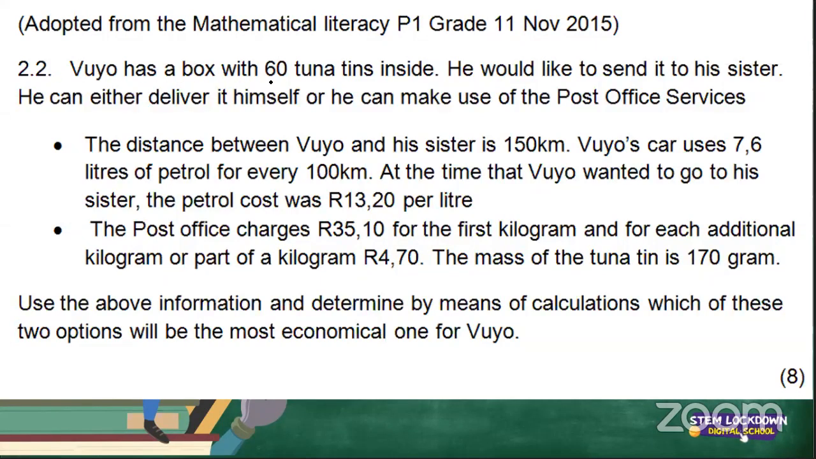Vuyo has a box with 60 tuna tins inside. 60 is important. He would like to send it to his sister. He can either deliver it himself or he can make use of the post office services. So option 1 and option 2. Option 1, the distance between Vuyo and his sister is 115 kilometers. Vuyo's car uses 7.6 liters of petrol for every 100 kilometers.